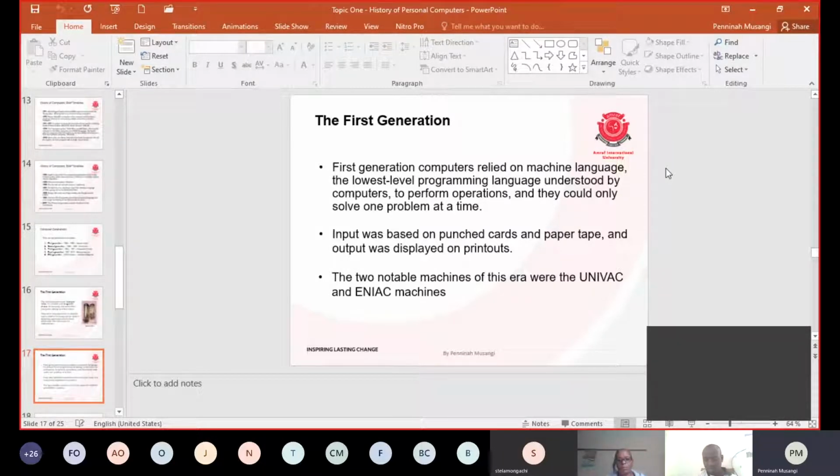To input the instructions into the computer, one used a punched card or a paper tape. And then for the computer to output to the user, it displayed it on printouts, only that. So punched cards for input and printouts for output. And therefore, we can say the two notable machines of the first generation were the ENIAC and the UNIVAC. And from what we described when looking at the history, you can see they fit in very well with what we are describing as the first generation computers.